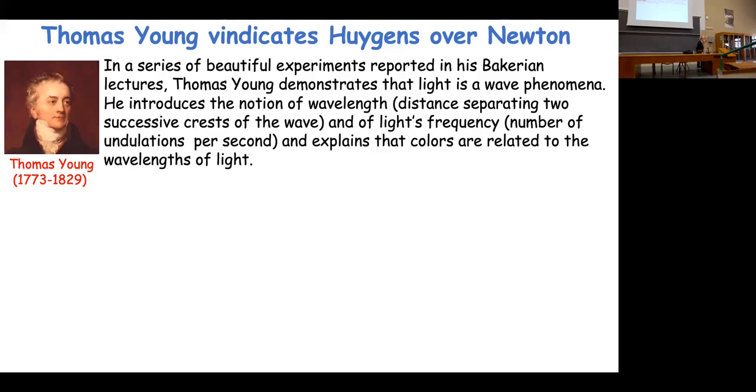He contributed to the deciphering of the hieroglyphs, a work which was completed by Champollion in the 1820s, but Young contributed to that. But for our story, Young is important because he made a fundamental experiment on the interference of light. He demonstrated that light is a wave phenomenon. He introduced the notion of wavelength, which is the distance between two crests of this wave, and the notion of light frequency, which corresponds to the number of undulations that light makes in one second. And he explained that colors are related to the wavelengths of light, which was a mystery since the first study of colors by Newton.